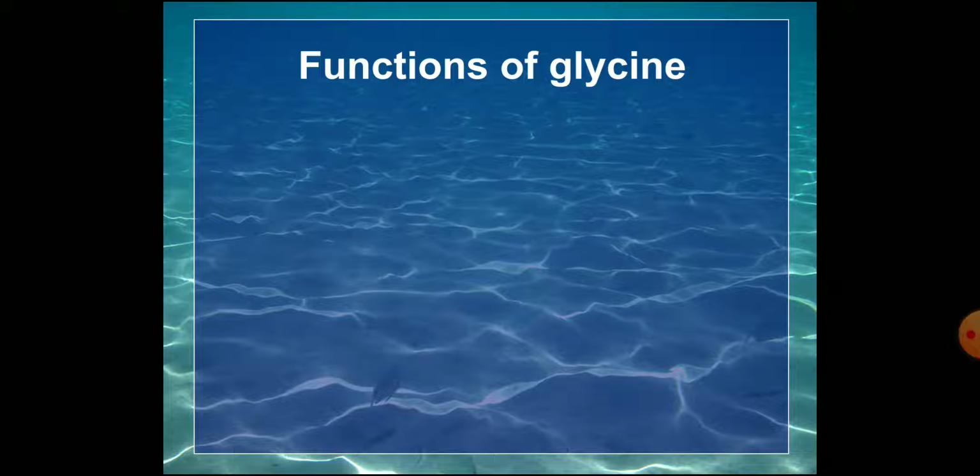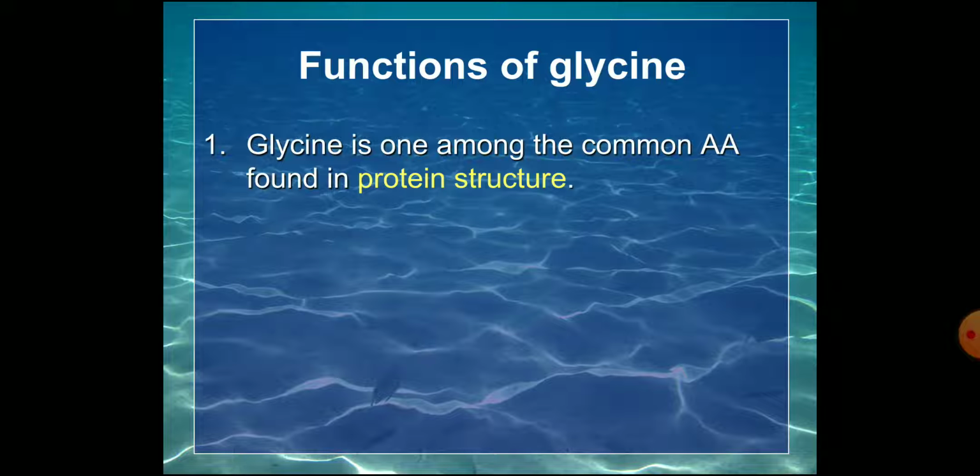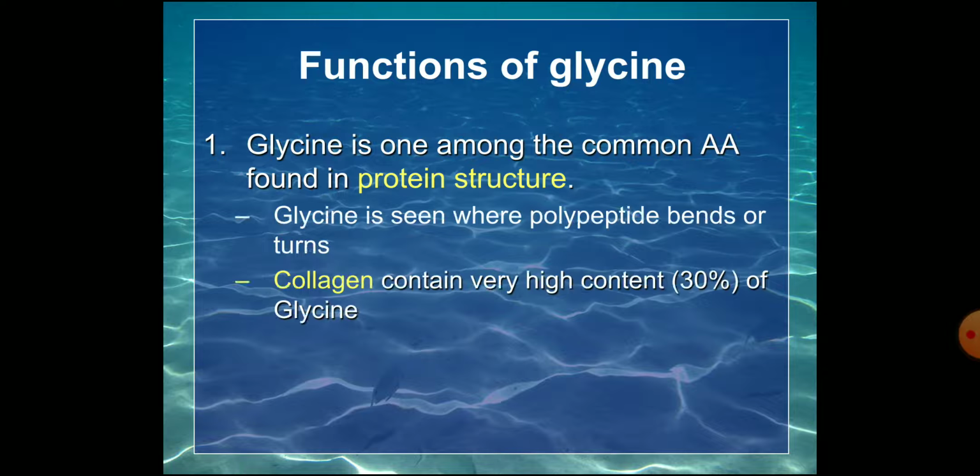Now we will see what the functions of glycine are. Glycine is one among the common amino acids found in protein structure. Glycine is seen where the polypeptide bends or turns. Being the smallest of all amino acids, it can fit into the bends or turns.